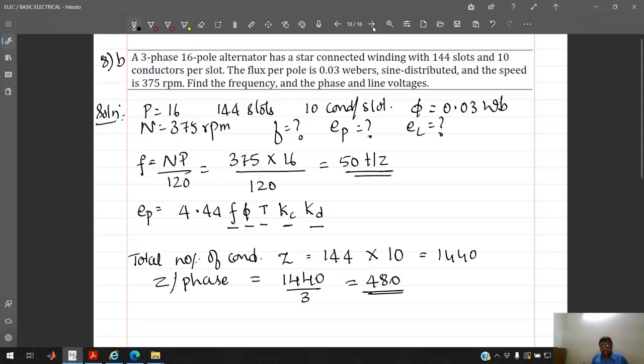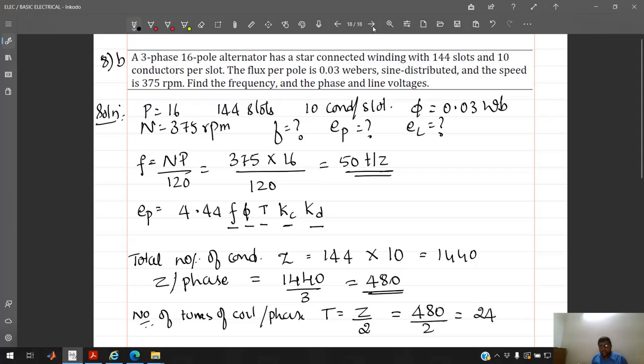Now T is nothing but number of turns of coil per phase. T, you know that it is Z divided by 2. Since I have already calculated Z per phase, please don't divide again by 3. Z is 480 divided by 2. You are going to get it as 240. So T you have calculated.